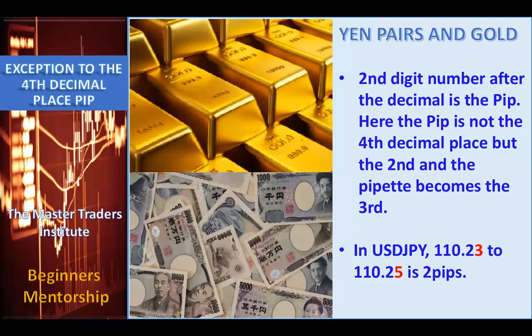Now, there are exceptions to this rule. I told you that the rule of pips is that the fourth number after the decimal place is your pip. There are some pairs that this rule does not apply to, and the major ones are the yen pairs and gold. Yen is Japanese yen. Any pair that has JPY in it, the rule of the 4th digit place does not apply to it. Also, when you are trading gold, the rule of the 4th digit place does not apply. On these pairs, the 2nd digit number after the decimal place is the pip.